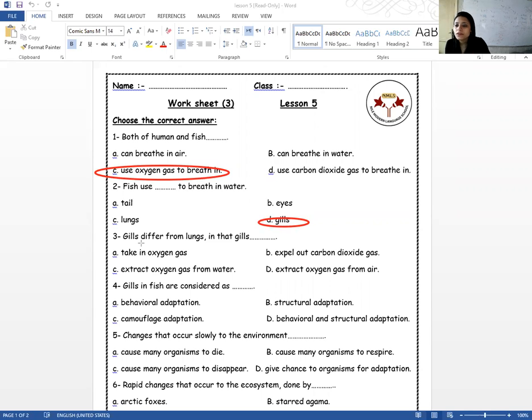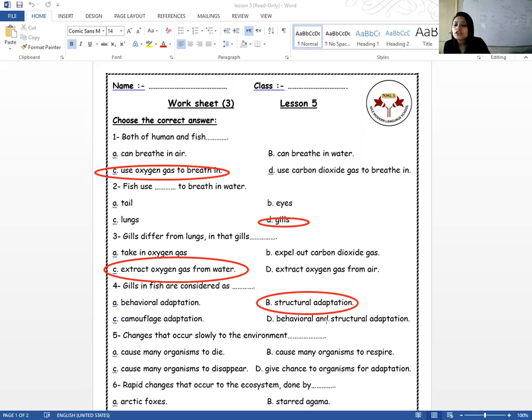Gills. Number 3, gills differ from lungs in that gills extract oxygen, or take oxygen gas, from water. Extract means takes. Number 4, gills in fish are considered a structural adaptation in the structure of the body. So it's a structural adaptation.